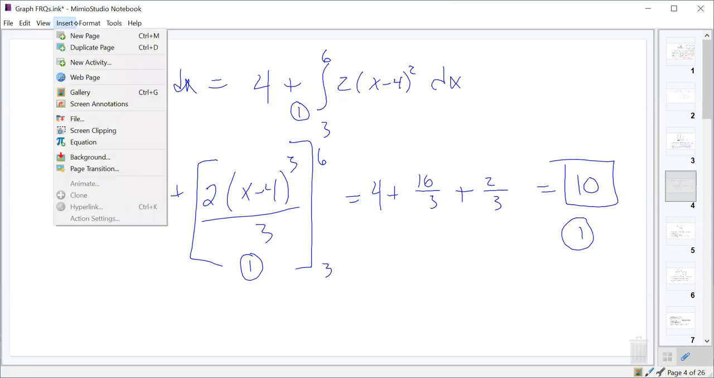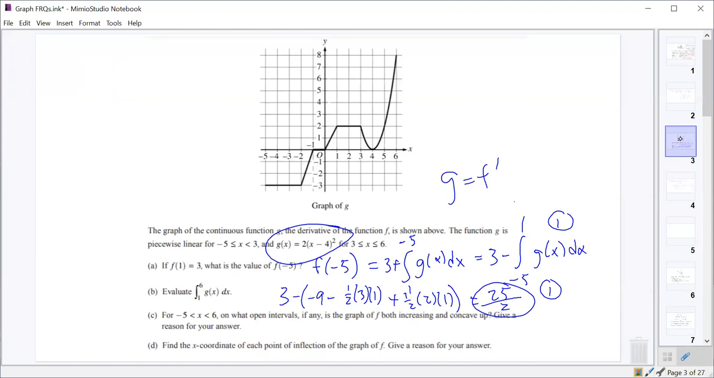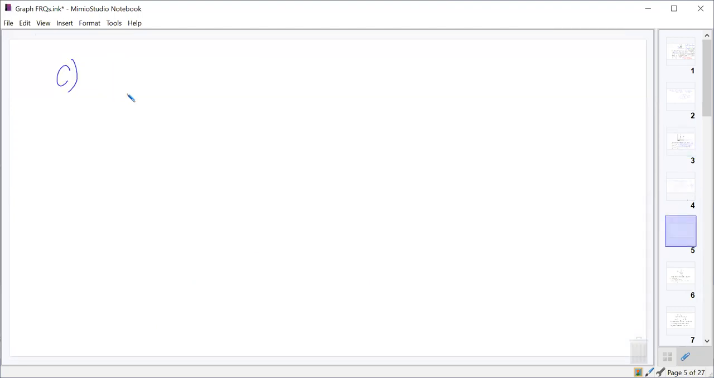All right, part C. Part C says, when is f increasing and concave up? So for f to be increasing means that f prime needs to be positive, and to be concave up means that f double prime needs to be positive. If f prime is positive, that means that g is positive, and if f double prime is positive, that means that g prime is positive.